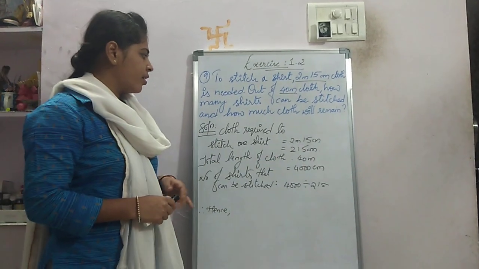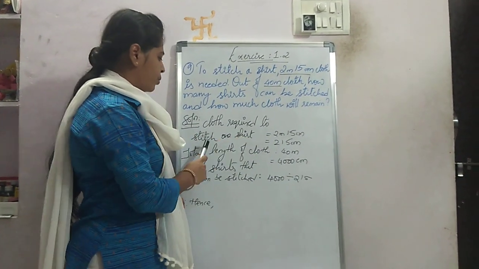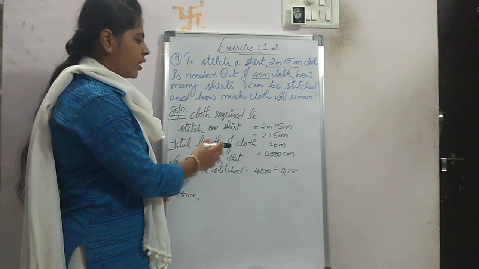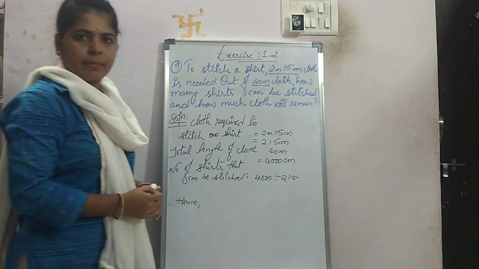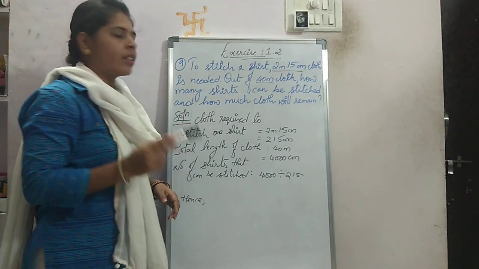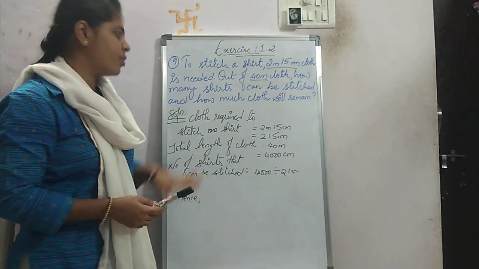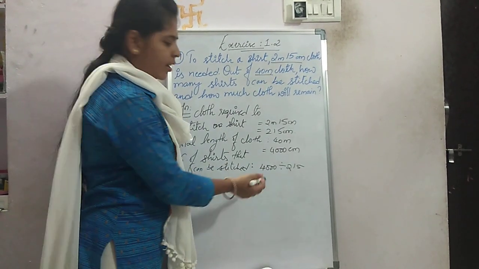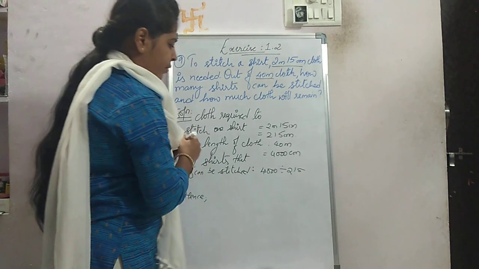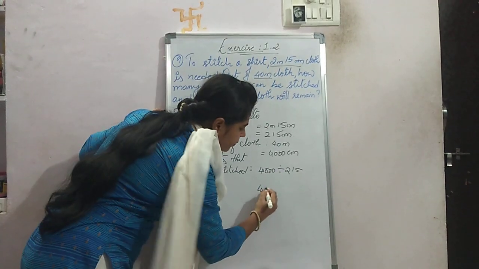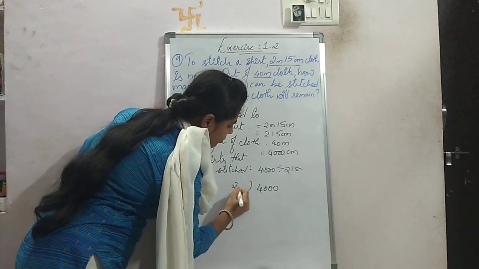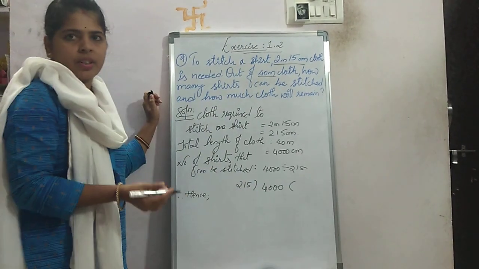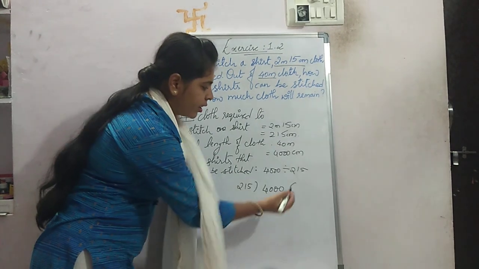Okay. Now here the solution: cloth required to stitch one shirt is 215 centimeter and total length of the cloth is 4000 centimeter, right? So now we have to find out the number of shirts, how many can be stitched. So the number of shirts that can be stitched, you have to divide, as I already said, 4000 divided by 215. And as you already know how to do the divisions from your previous classes, okay, so I will do the division directly here.